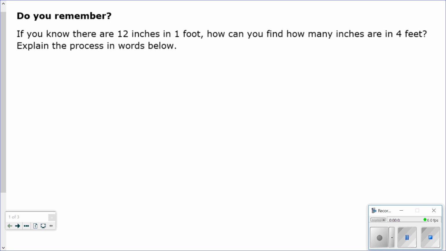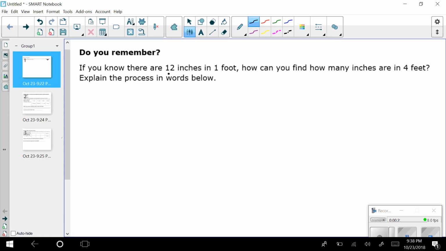All right, guys. So we are going to talk about customary and metric units of measure, and we're going to be converting, right? We want to convert those values. So when we go back from elementary school, we know this to be true. We know that there are 12 inches in 1 foot, okay? And the question says, how can we find how many inches are in 4 feet?